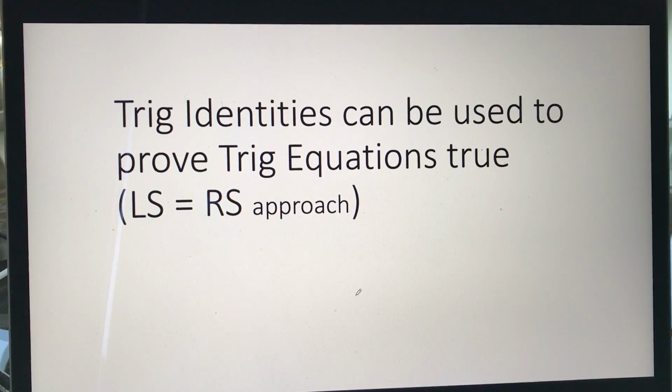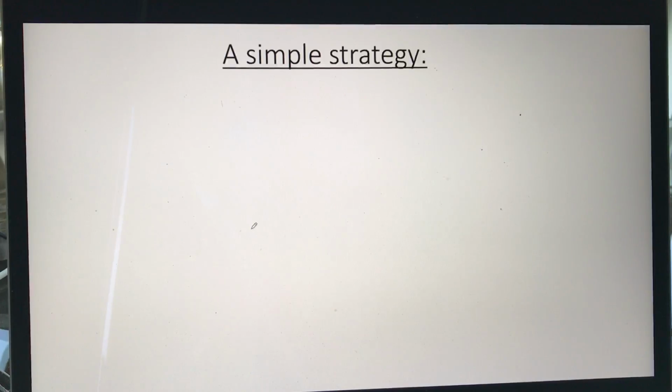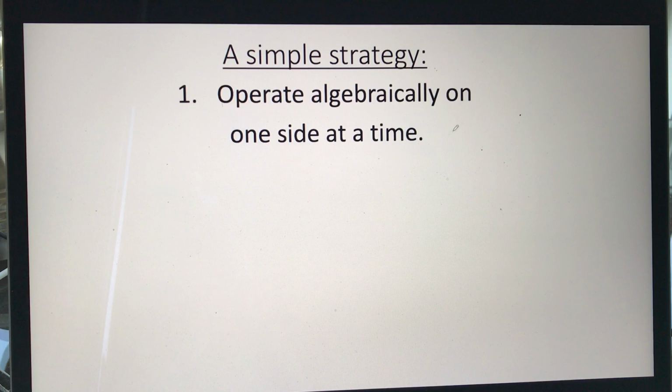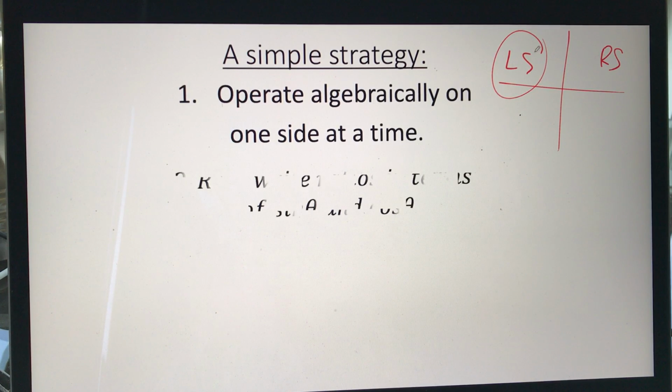Now we can also use trig identities to prove trig equations true. So to show that the left side of something equals the right side of something, our strategy for this can be a little bit confusing. We're going to operate algebraically on one side at a time. So we're going to have a left side and a right side. You just want to pick one side to start on.